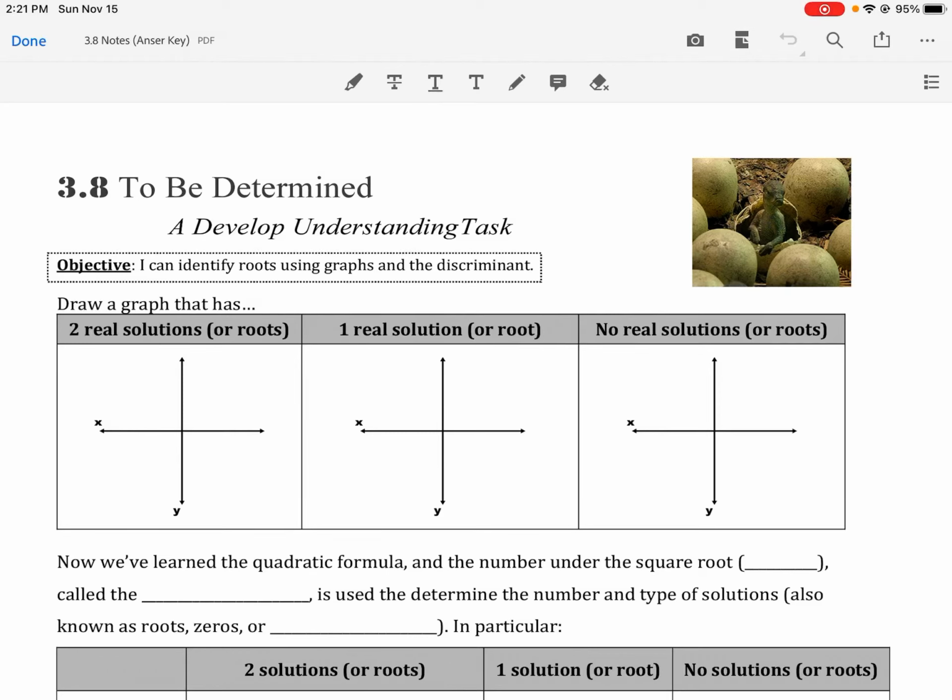Okay, today we're going to be looking at 3.8. On 3.8, our focus today is to identify roots using graphs and the discriminant. Roots is another word for the solutions or the x-intercepts of the graph.